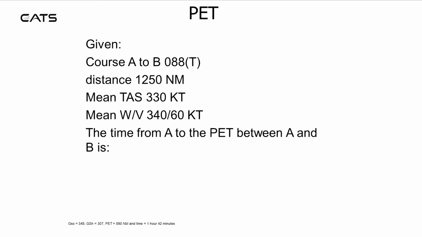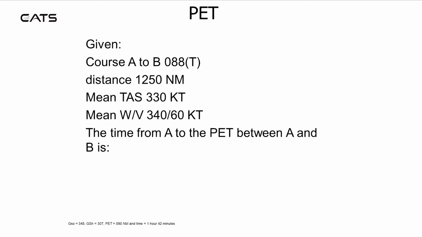Here's another question. Course A to B is 088 true. Distance 1,250 nautical miles. Mean true airspeed 330 knots. Mean wind velocity 340/60 knots. What's the time from A to the point of equal time between A and B?